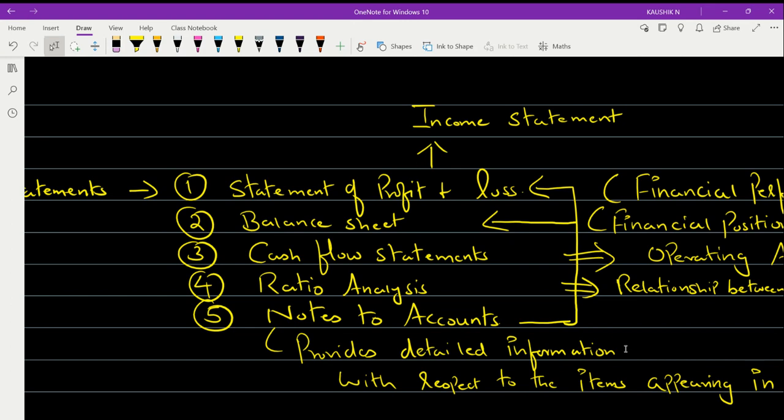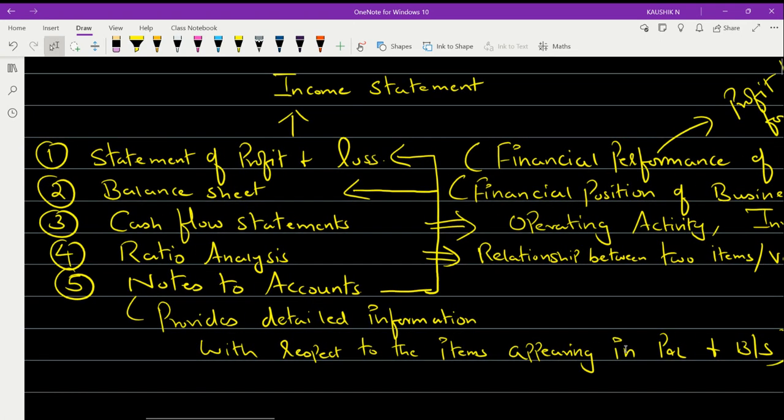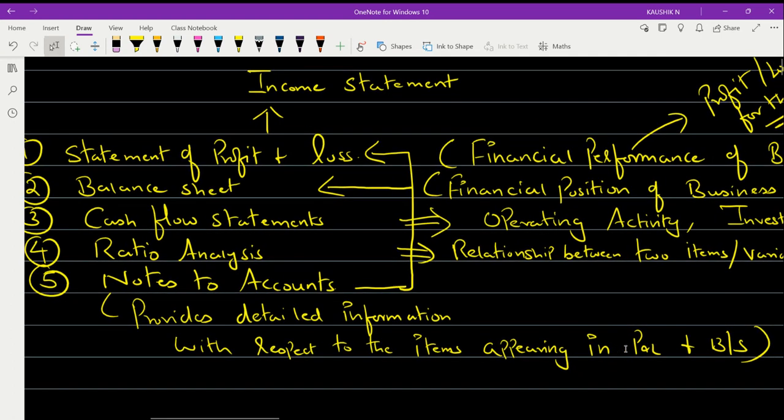You may find, when you prepare a balance sheet as well as the P&L, there is one column called notes to account. So what is this notes to account? It gives us detailed information with respect to the items that appear in the profit and loss as well as in the balance sheet.